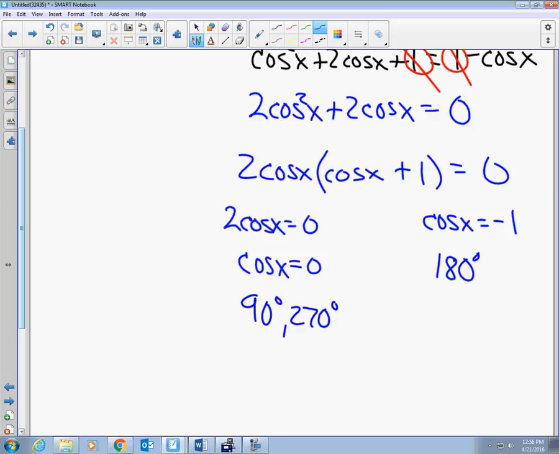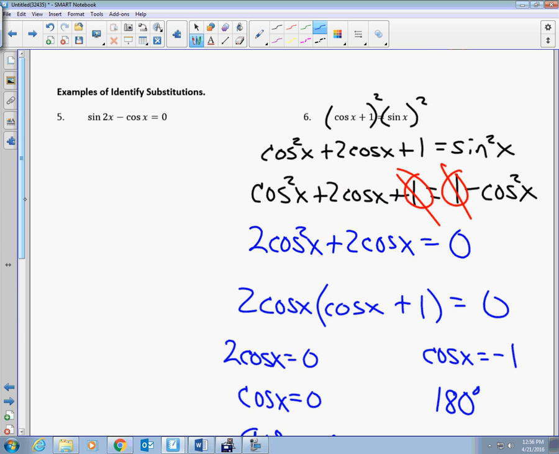And so we're done, right? Why? We might have added solutions. It was a risk. We were willing to take it. How do we check to see if we did or not? We plug them in. That's all we can do. We try 90. And we try 270. And we try 180.